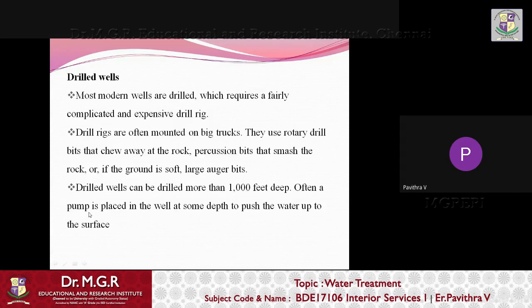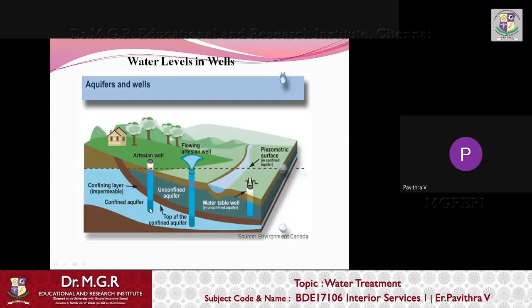Often a pump is placed in the well at a small depth to push the water to the surface. So this diagram shows you the different water levels in the wells. There is a confined aquifer and an unconfined aquifer. The term confined aquifer means the water which is in between two rock surfaces. So that is a confined aquifer.